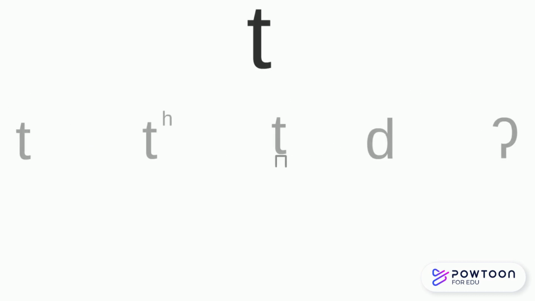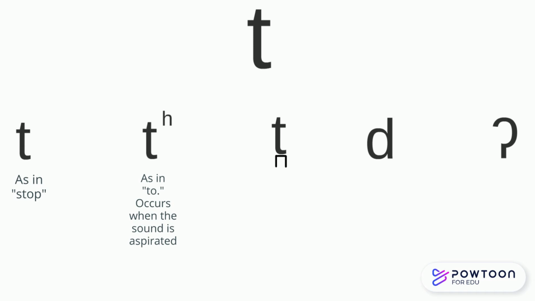There's a T sound that you hear in the word stop. There's a T sound in the word to, which is aspirated because it occurs as the first sound in the syllable. Aspirated just means that there is an extra puff of air after the consonant when it occurs at the start of a word, or the first sound in a stressed syllable.